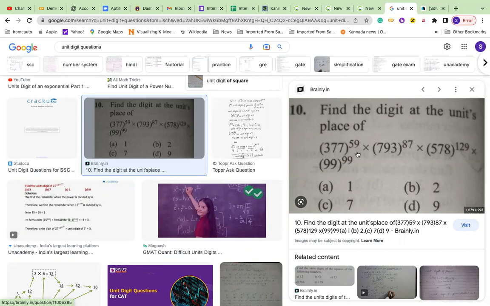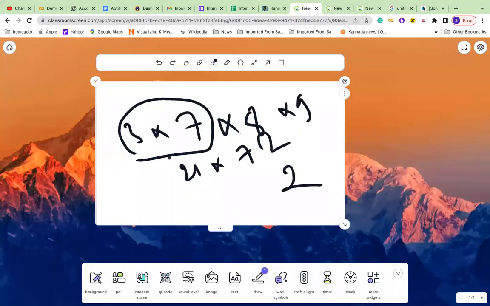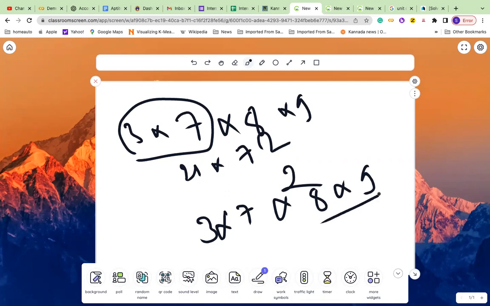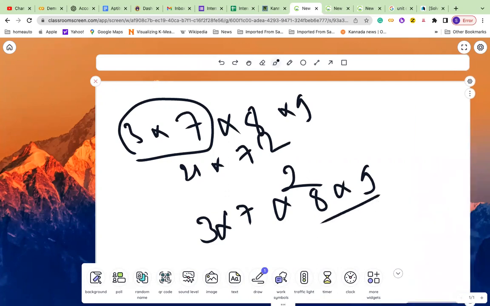So like that, I got 7 here. Sorry, I got the first one as 3, the second one 7, the third one 8, and the remaining one is 9. So now what is that actually? 3 into 7 I should be multiplying, and 8 into 9 I will be multiplying. So 8 into 9, what is that? 8 9s are 72. So this is 72.